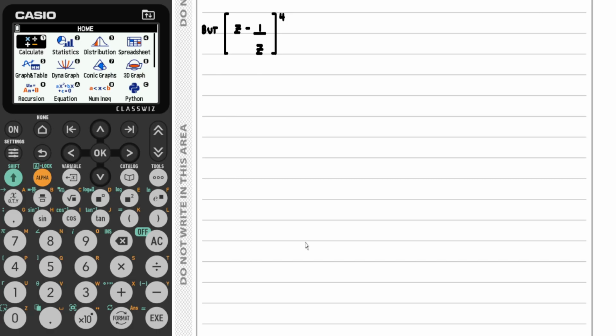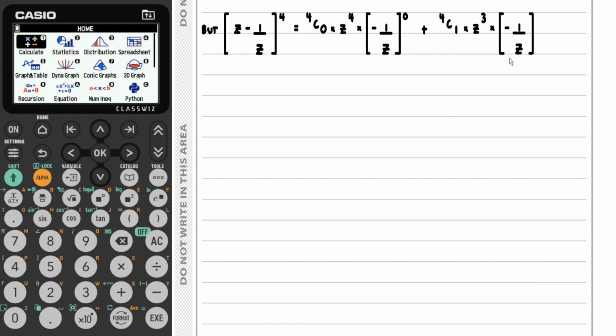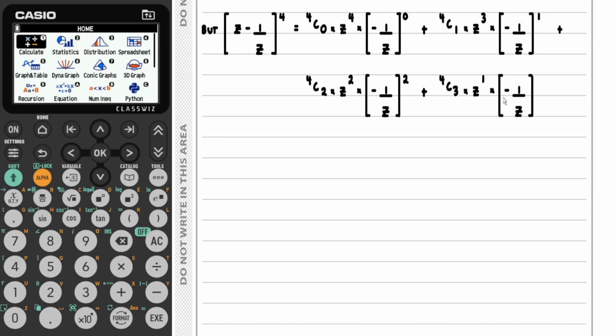Now if we consider this z subtract 1 over z to the 4, we can use the binomial expansion to work that out. So we've got 4 choose 0 times z to the 4 times negative 1 over z to the 0, plus 4 choose 1 times z cubed times negative 1 over z to the 1, plus 4 choose 2 times z squared times negative 1 over z squared, plus 4 choose 3 times z to the 1 times negative 1 over z to the 3, plus 4 choose 4 times z to the 0 times negative 1 over z to the 4.